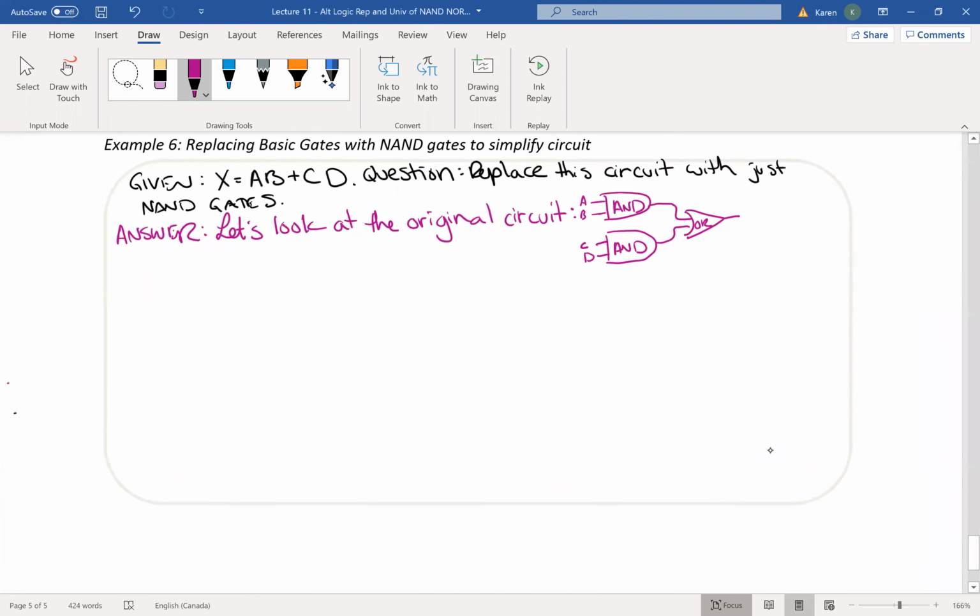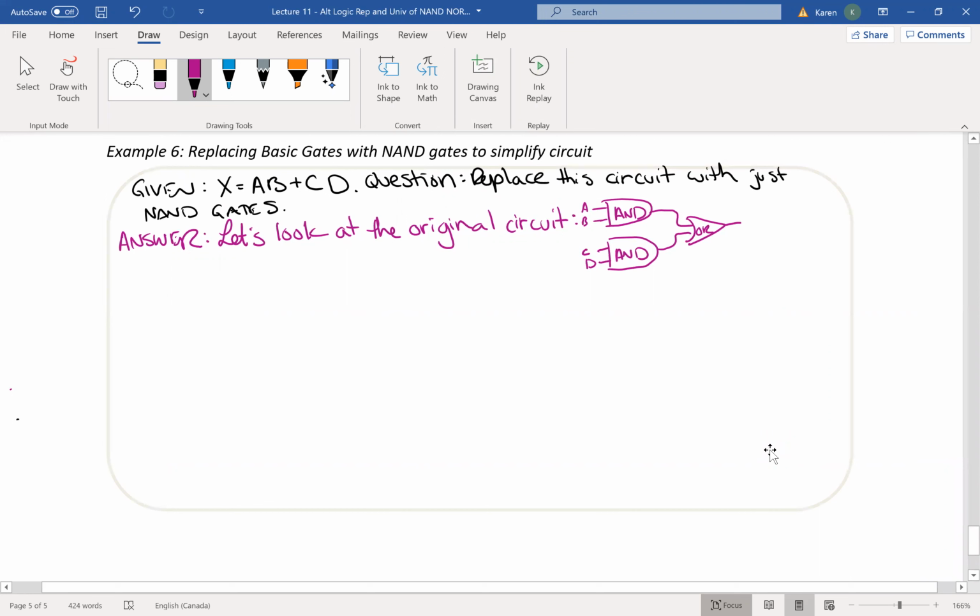It's that we need to look at the original circuit. So the original circuit looks like this. There's A and B, so that's here, ORed with C and D. So I wrote out the original circuit, but the question is replace this original circuit with a circuit that is only made up of NAND gates. So how do we do that?